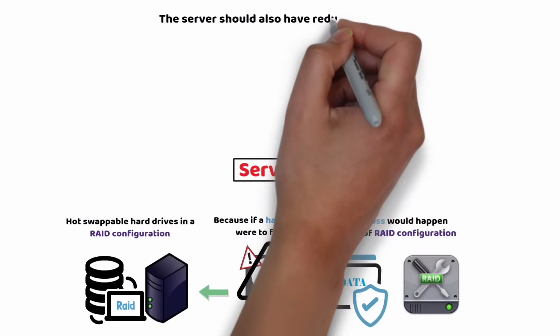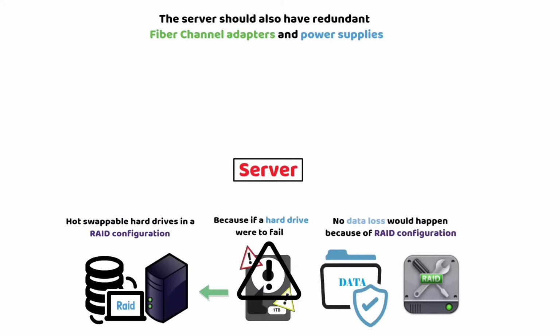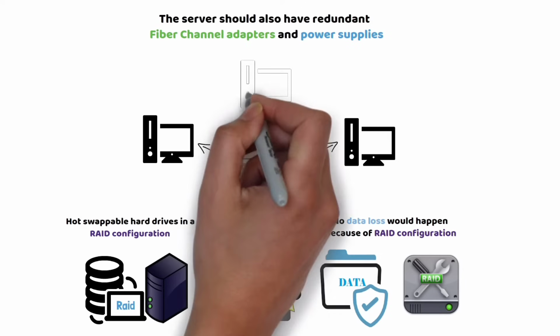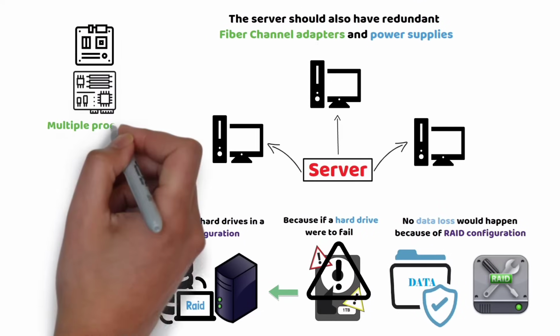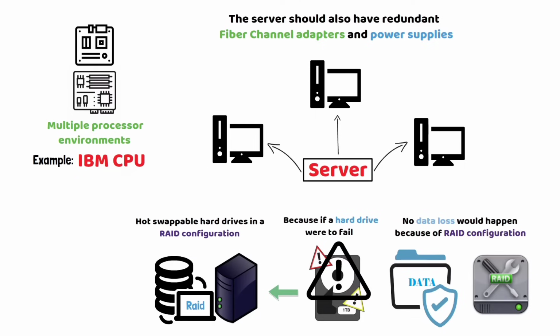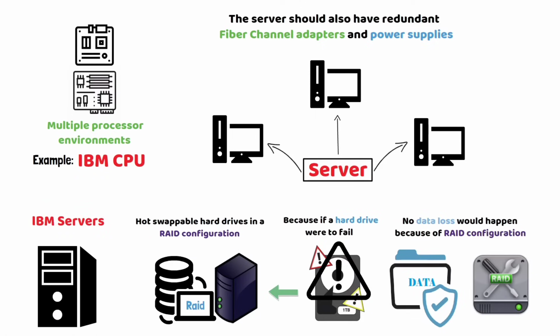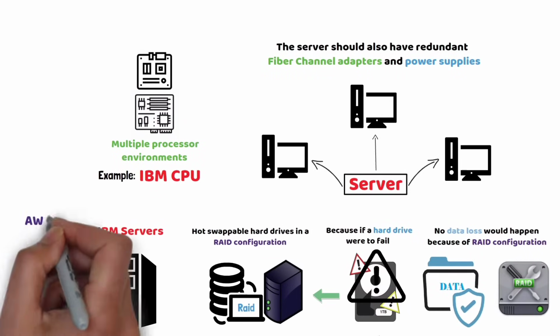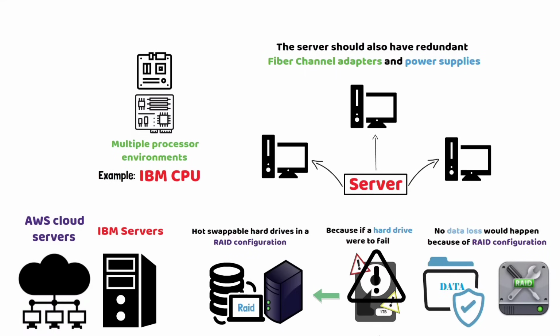The servers should also have redundant fiber channel adapters and power supplies. Since servers are used by multiple desktop clients, they need to have multiple processor environments. Example, IBM CPU. IBM servers use POWER CPUs in their different servers, which is a high computing CPU power. Example, AWS cloud servers. They have a high computing CPU power.